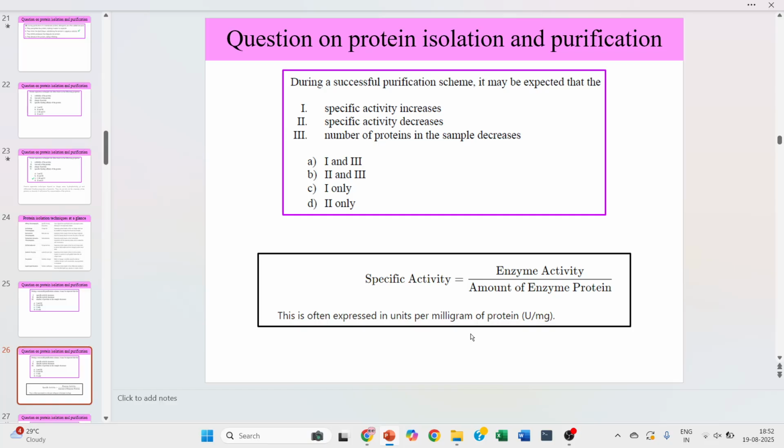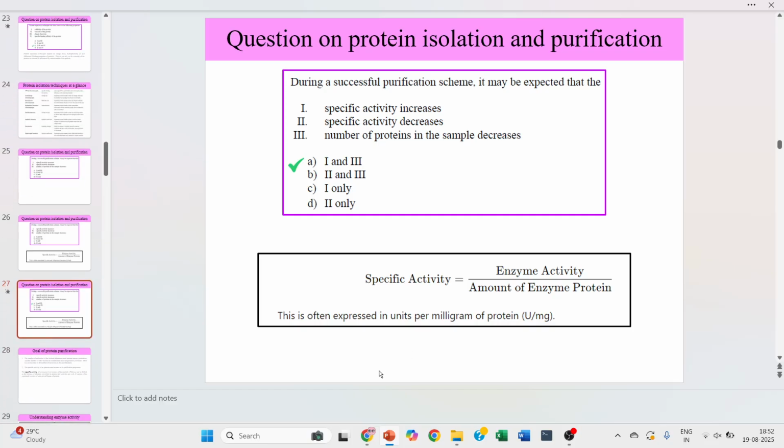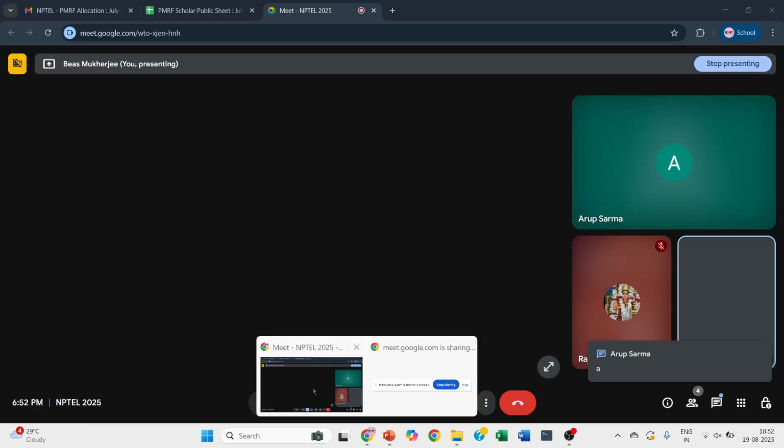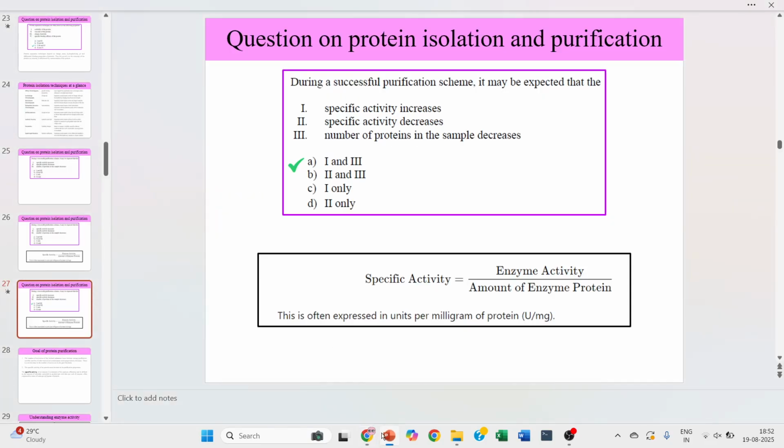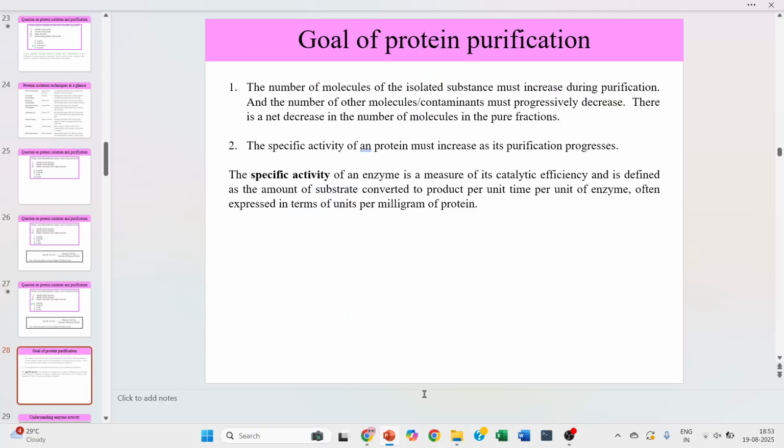A. Okay, let's see. So specific activity is enzyme activity divided by amount of enzyme. Okay, and yes, that's correct. A is the right answer. So specific activity increases and the number of proteins in the sample decreases because your protein is only being taken out. The rest of the proteins are getting removed, right? And since the amount of other protein is decreasing, then definitely the specific activity is going to increase.